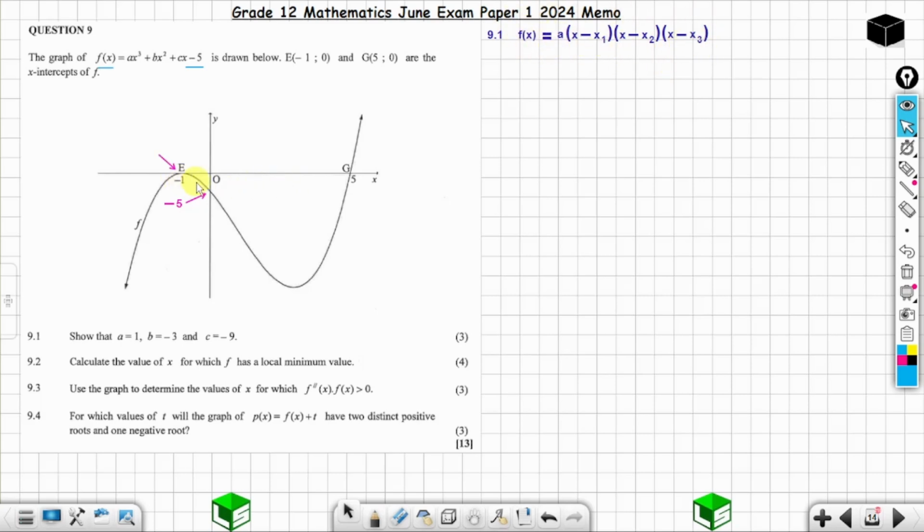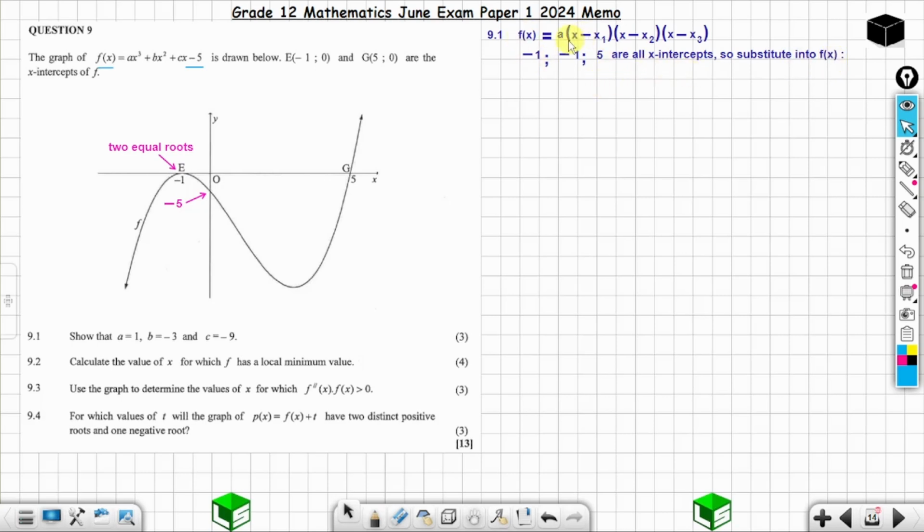So at E, you have a turning point and an x-intercept. So you have two equal roots. So you have -1, and -1 again, and you have 5. They are all your x-intercepts. So you are going to substitute into f of x.